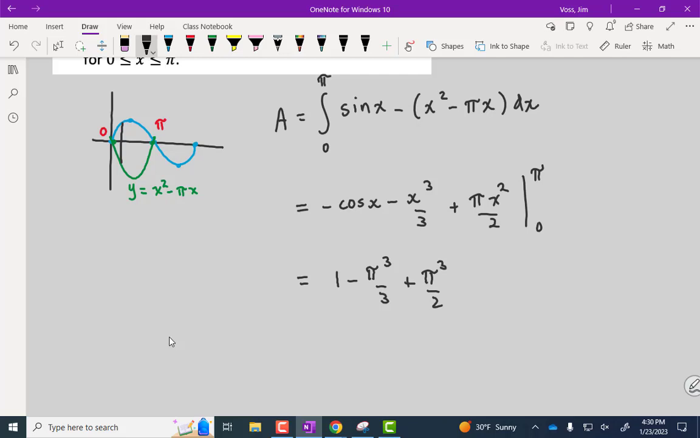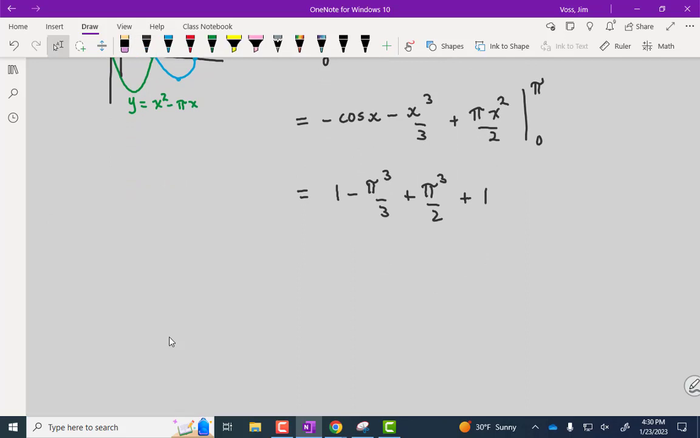Minus antiderivative at 0. This part of the antiderivative at 0 is 0. So we have minus minus, which is plus cosine of 0. Cosine of 0 is 1.